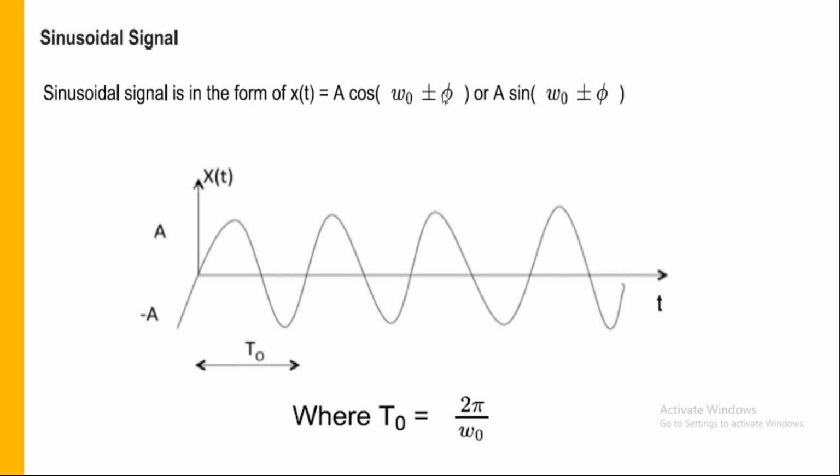And phi represents the phase variation of the waveform. That means here the waveform is starting at 0, so there is no phase variation. Suppose the waveform is shifted from a certain portion and starts somewhere here. That means it has a phase variation of 90 degrees. That is how you use phi. So please try to understand the difference between omega naught and phi. Omega naught represents the angular frequency.